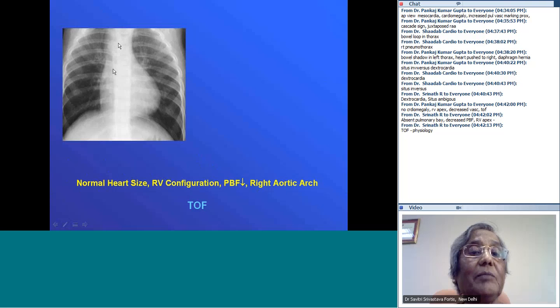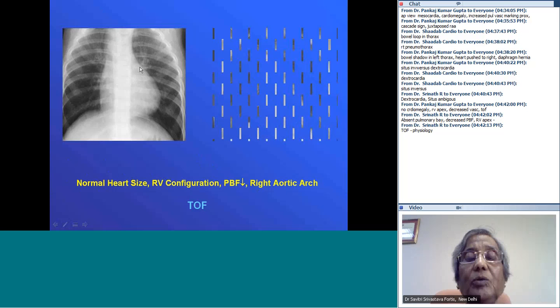So these are classical findings of tetralogy of Fallot, and you are right in saying tetralogy physiology, but these are all features of tetralogy, and there is no pulmonary bay. This fullness here is sometimes there in tetralogy because of a tight infundibular stenosis, and then the upper part may be prominent. So these are features of tetralogy physiology, and the first diagnosis will be tetralogy because there are no other unusual features. And I'm showing you how you recognize a right aortic arch.